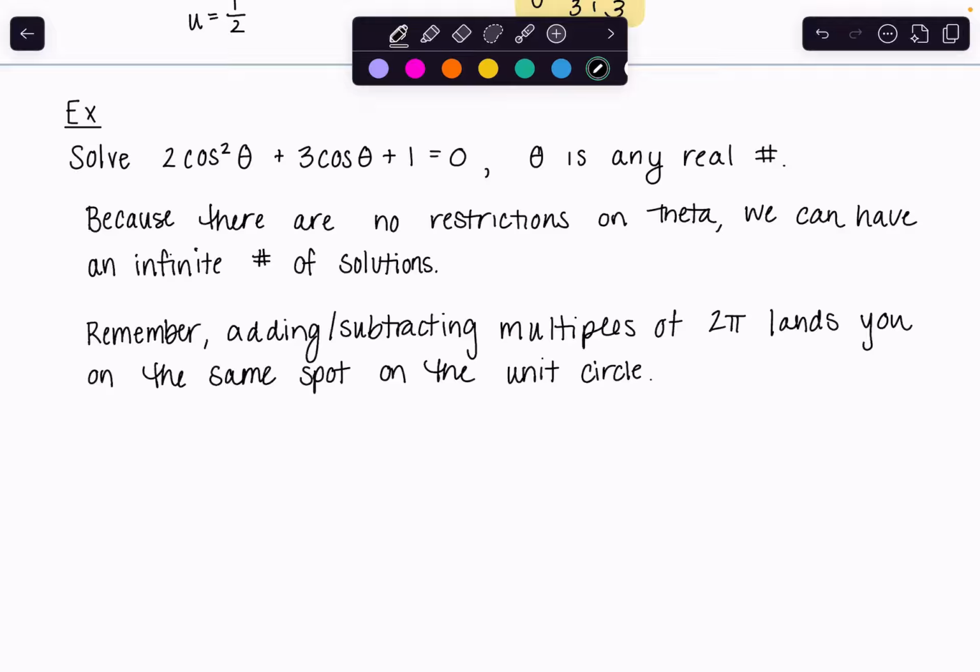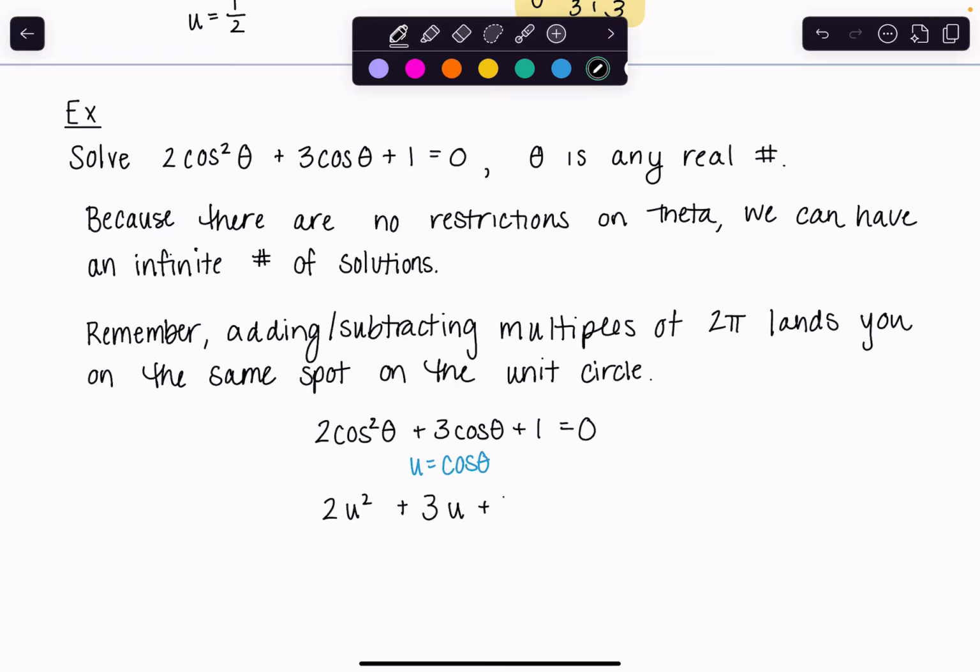So that's how we're going to be able to find all of the solutions. So I'm going to start by solving my equation, and we'll worry about all of the solutions afterwards. So again, I'd like to make a substitution. We'll let u be cosine of theta. So that gives us 2u squared plus 3u plus 1 needs to equal 0.